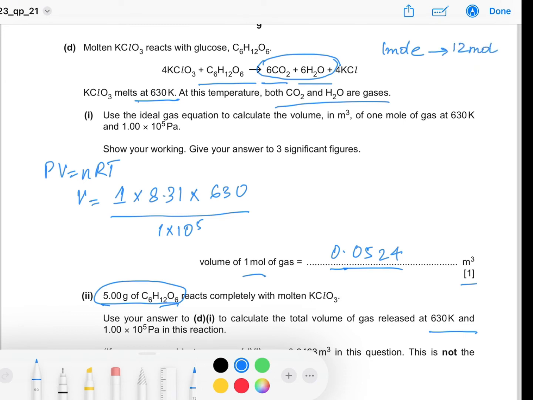12 moles of gases. You use this 5 grams to find the number of moles of glucose, and then use the number of moles of glucose to find the total number of moles of gases, and then you will use that as well as the ratio of moles to volume of gases we found earlier to get to the final answer.